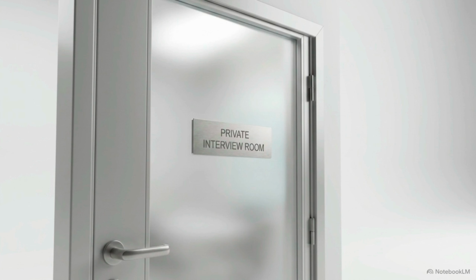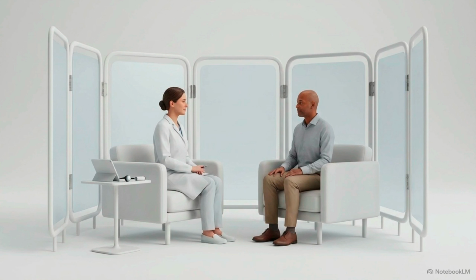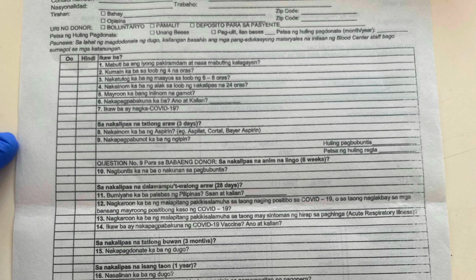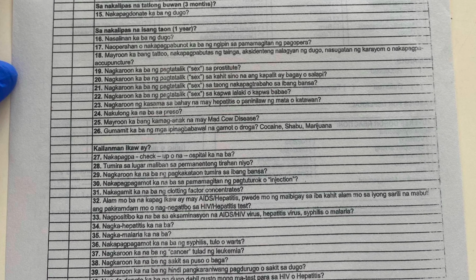Step 2 is the health history interview. Because you will be asking about sensitive high-risk behaviors, this interview must always be conducted in a secluded, private environment to ensure the donor feels safe providing honest answers. This document shows the blood donor history questionnaire used by Sultan Kudarat Provincial Hospital.